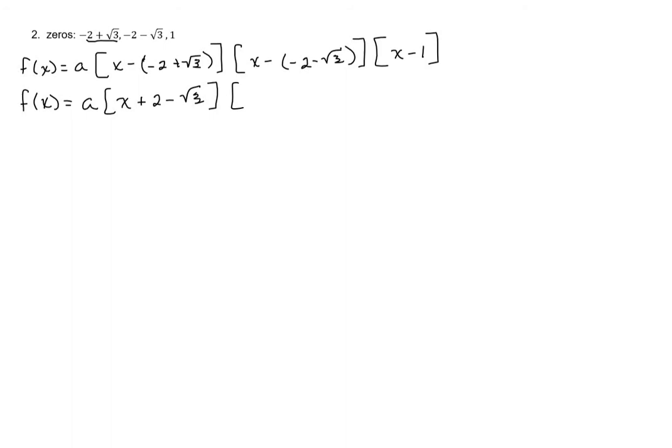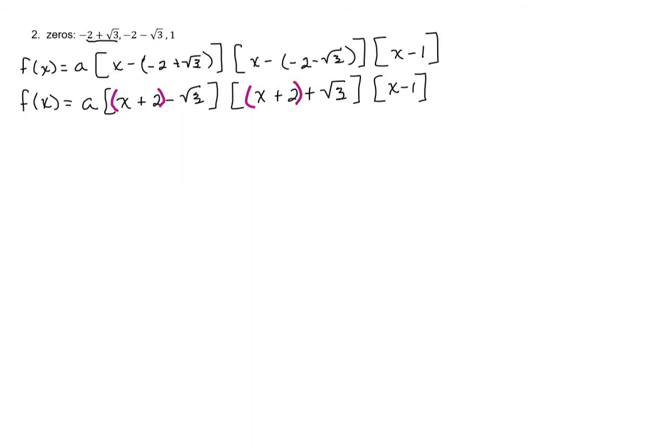And then in my second bracket, I'm going to have x plus 2 plus the square root of 3. And in my last bracket, that's going to stay x minus 1. Now from here, there are several things that I can do. What I'm going to do is sort of a trick to help us save a little bit of time. I'm going to group this x plus 2 together here and here.